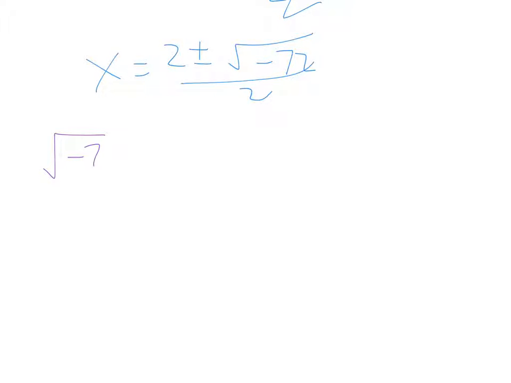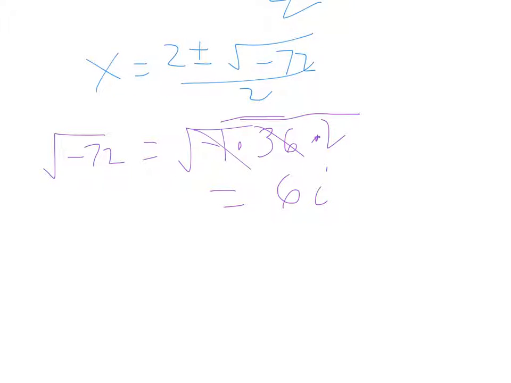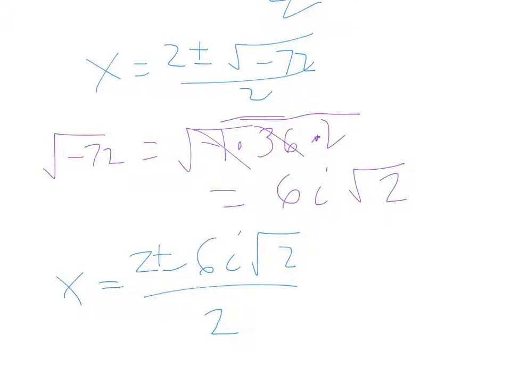Now, I'm just going to simplify the square root of negative 72 here, and just plug it back into our values of x. Alright, this simplifies to negative 1 times 36 times 2. Now, the square root of negative 1 is i, the square root of 36 is 6, so it would be 6i times the square root of 2. So to plug it back in, we have x equals 2 plus or minus 6 times i times the square root of 2 all over 2.